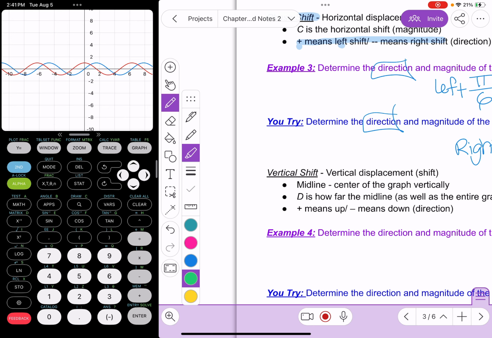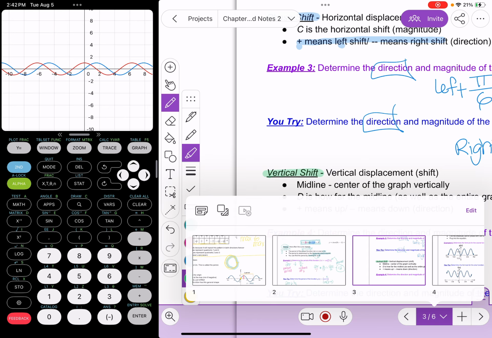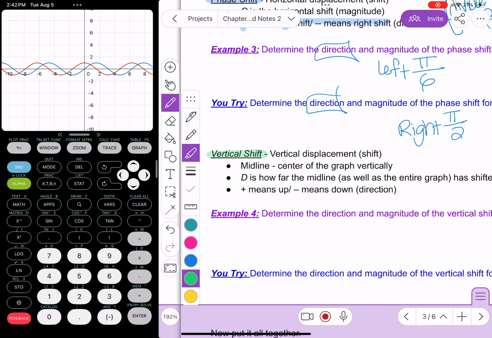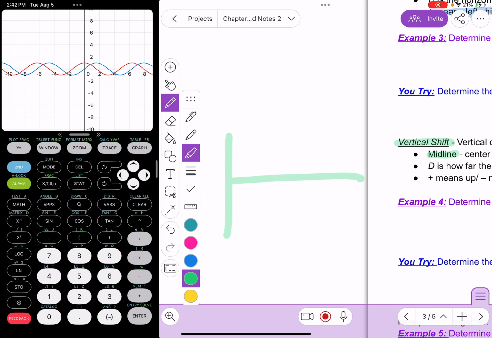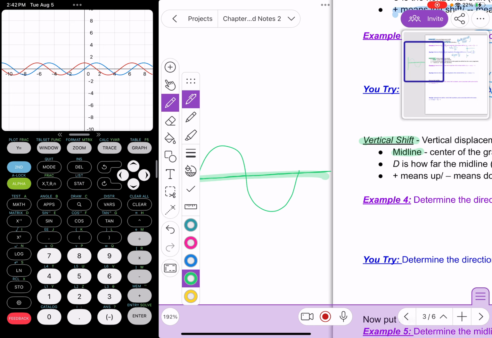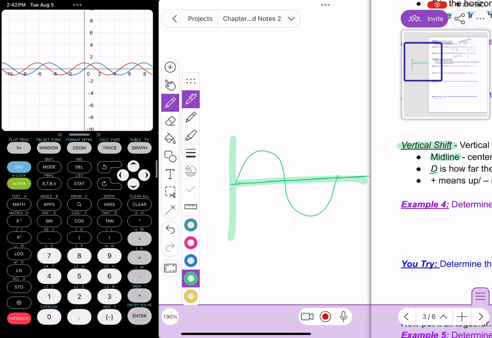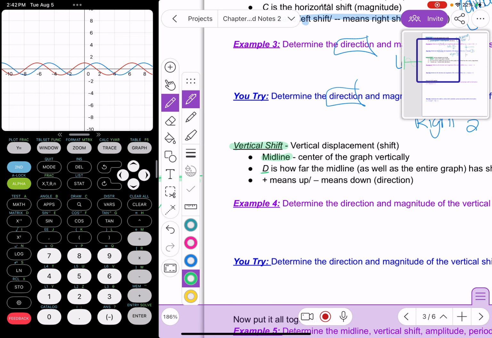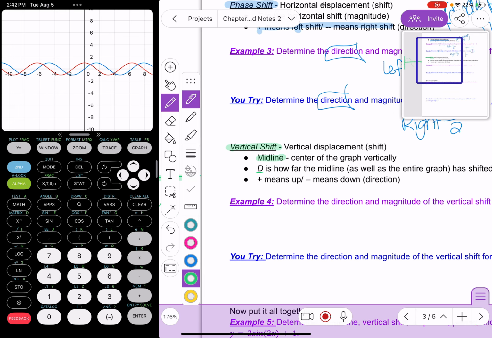And then the final part we're going to talk about is the vertical shift. That's exactly the same terminology as before with your up and down, your adding or subtracting. Midline is another word for the center. If you remember, if our graph is looking like this, this is our midline, that line that cuts right down the middle before you're up and down. D, that vertical shift, is how high up or down that middle shifts, so where we start the sine from. And then positive is your direction, just like before.